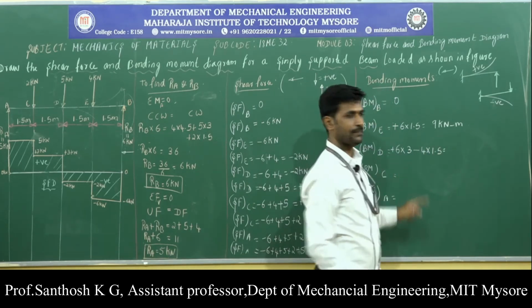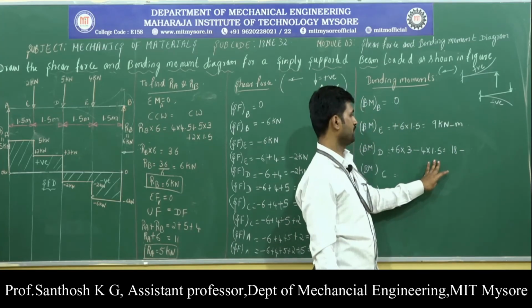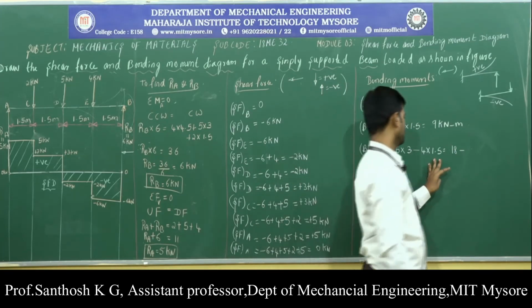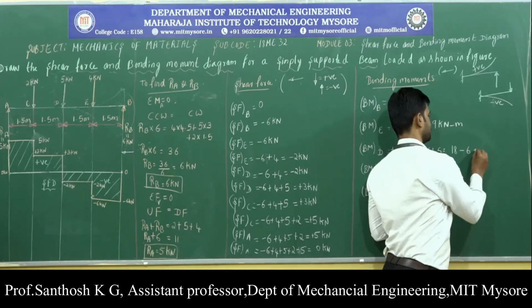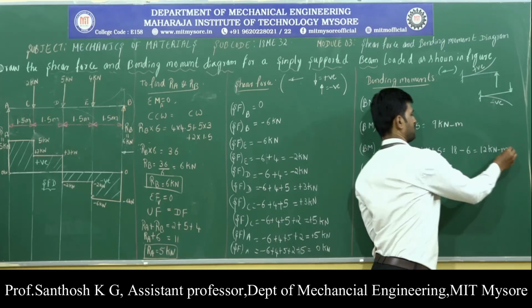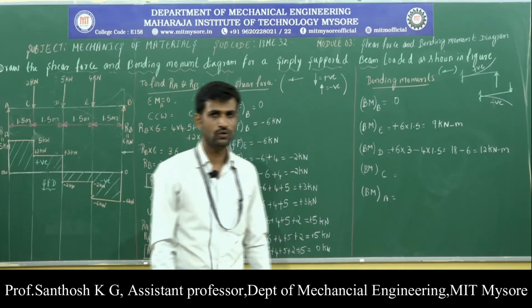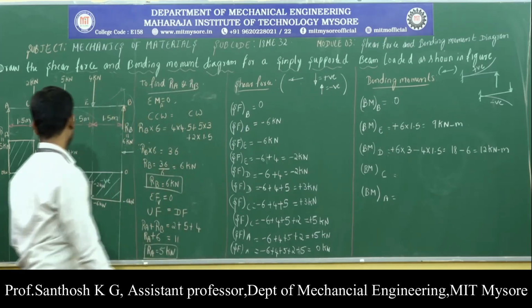So 6 3 is 18 minus 4 into 1.5. So 4 into 1.5 is 6. So the total bending moment that is acting at point D will be equal to 12 kilonewton meter.